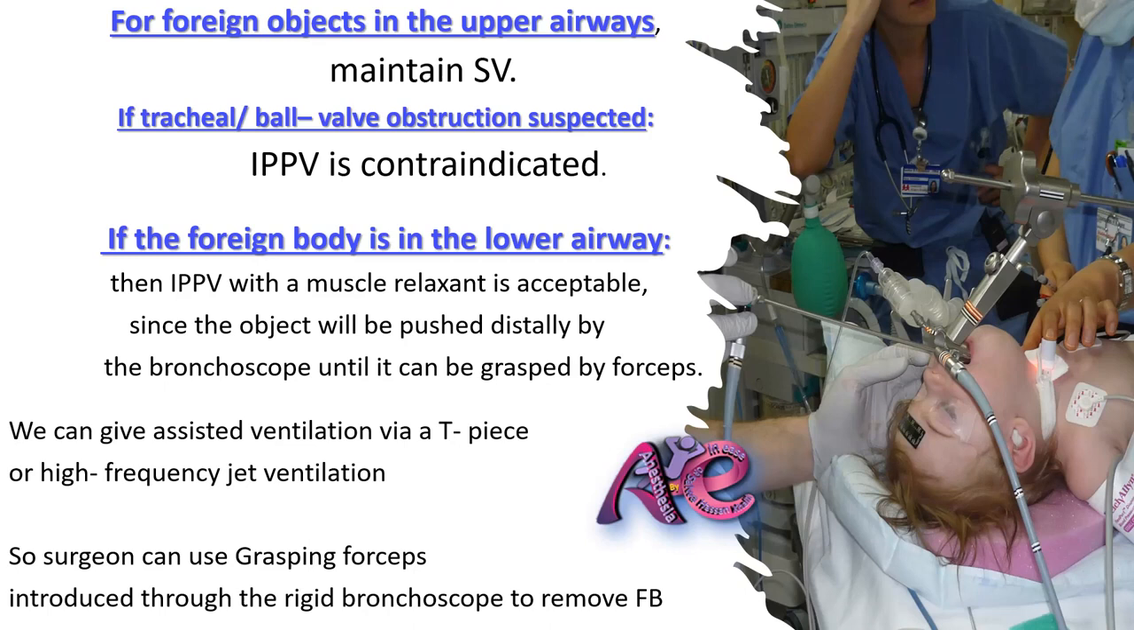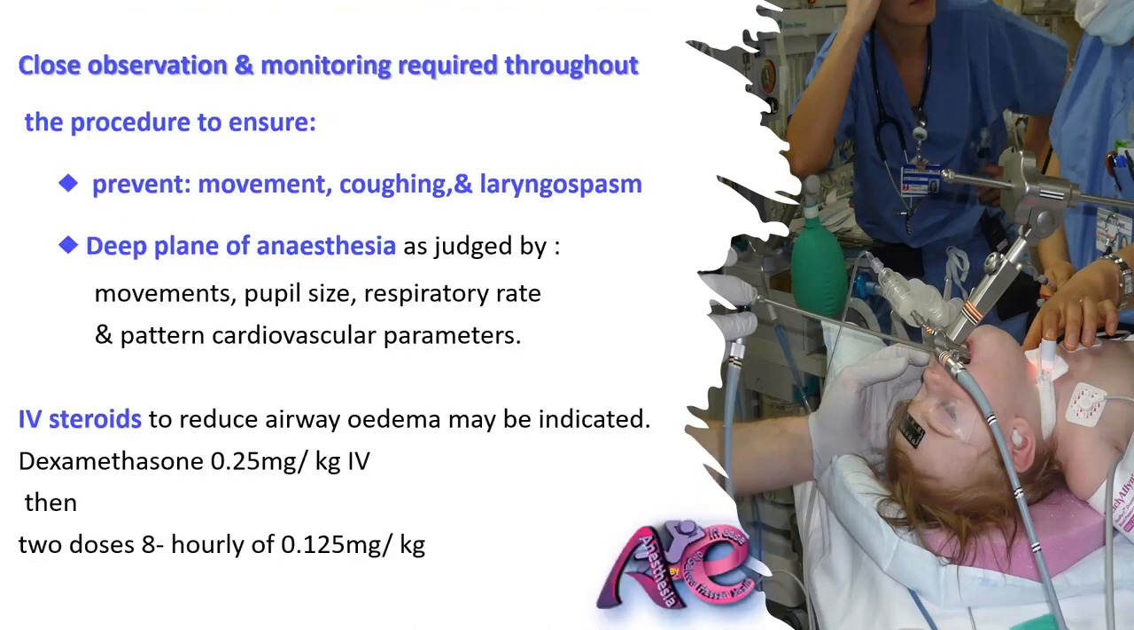But if the foreign body is in the lower airway, then intermittent positive pressure ventilation with muscle relaxant is acceptable, since the object will be pushed distally by the bronchoscope until it can be grasped by forceps. We can give assisted ventilation via the tubes or using high-frequency jet ventilation. So the surgeon can use grasping forceps introduced through the rigid bronchoscope and remove the foreign body.